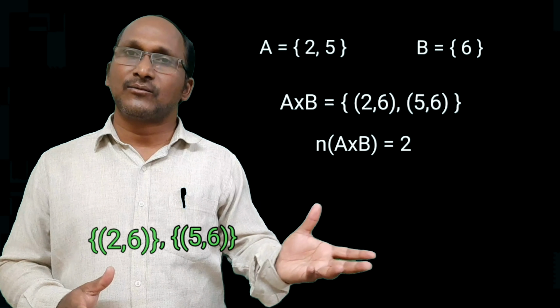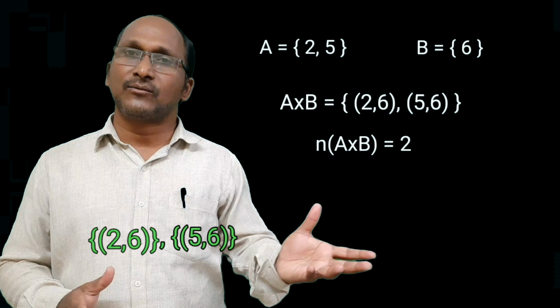So 5 can be taken as one of the subsets, and every set is a subset of itself. That is, A cross B is a subset of itself. So like this we can get 4 subsets. Now let us make it generalized.